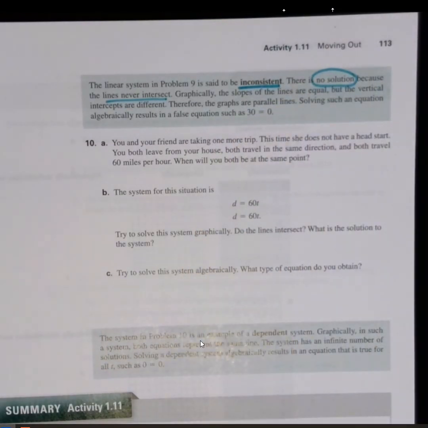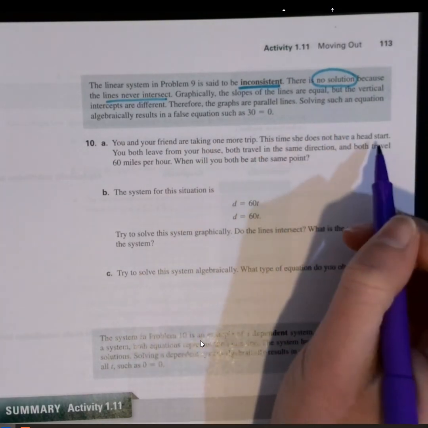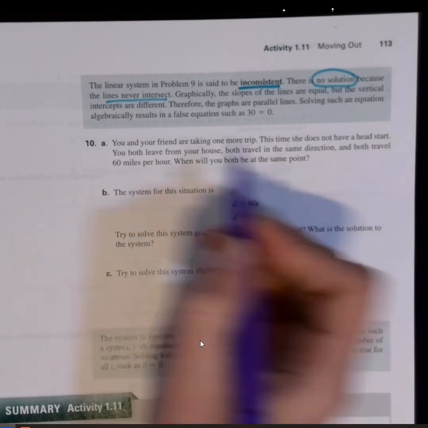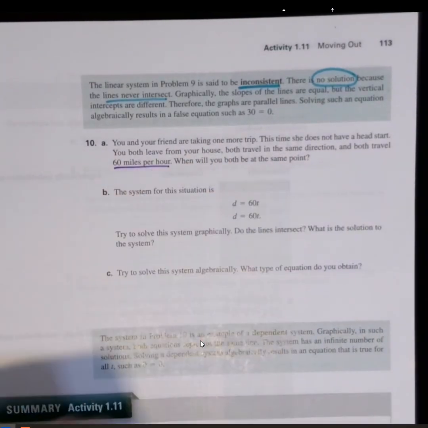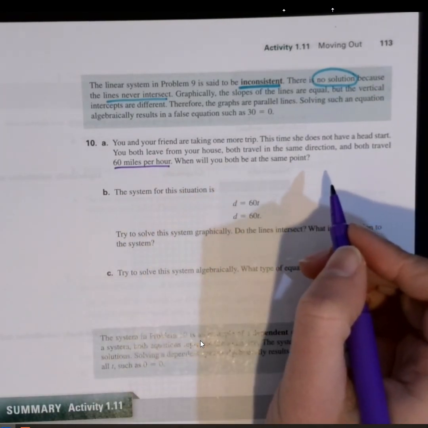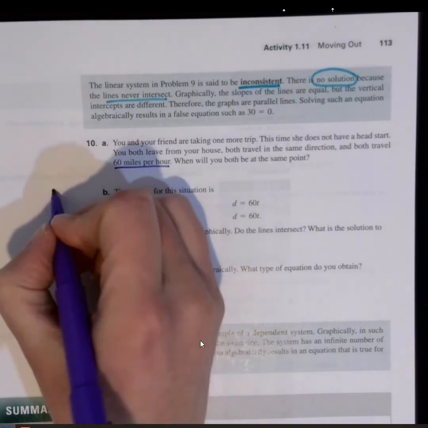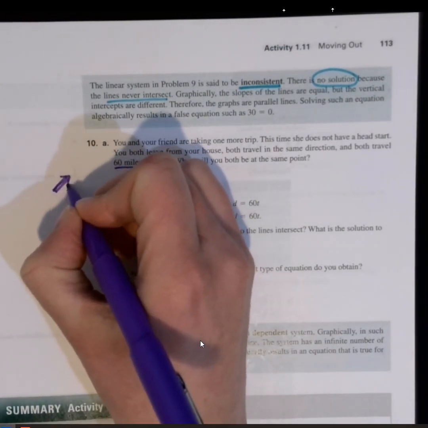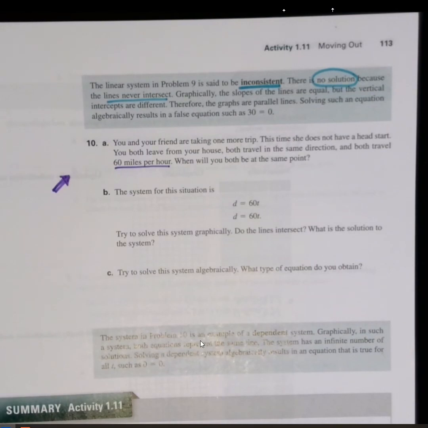One more scenario here. Now me and my friend are taking another trip. This time, she does not have a head start. We both leave at the same time from my house in the same direction. We both travel at 60 miles per hour. When will you both be at the same point? So, we're leaving at the same time, heading in the same direction. She's probably in my passenger seat. When are we at the same point?